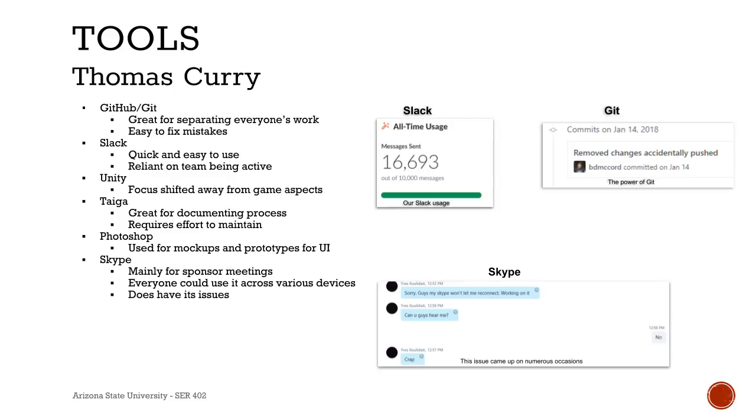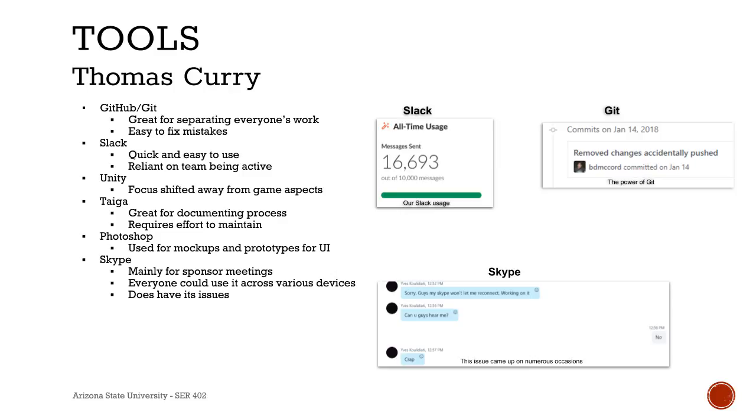Hi everyone, this is Thomas Curry, and I'm going to be going over our tools. The first main thing we used is GitHub for version control and as a repository for our code. And it worked great for that. The one problem we had was that some of the members weren't as fluent with Git commands as they should have been, so some changes were accidentally pushed, but due to the nature of Git, it was really easy to fix.